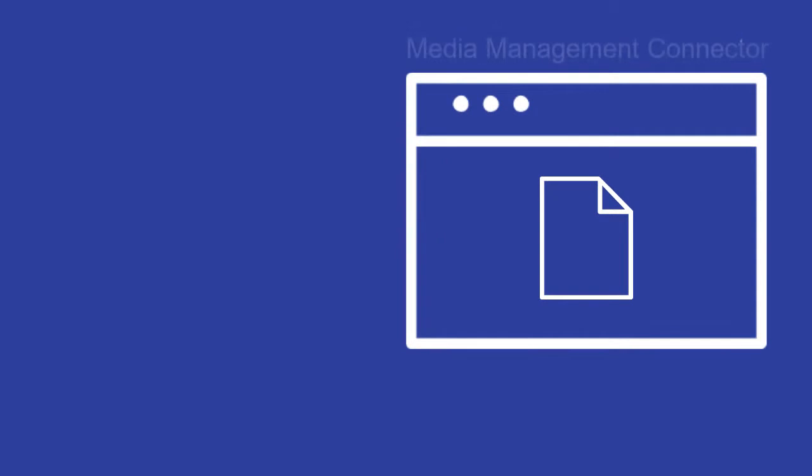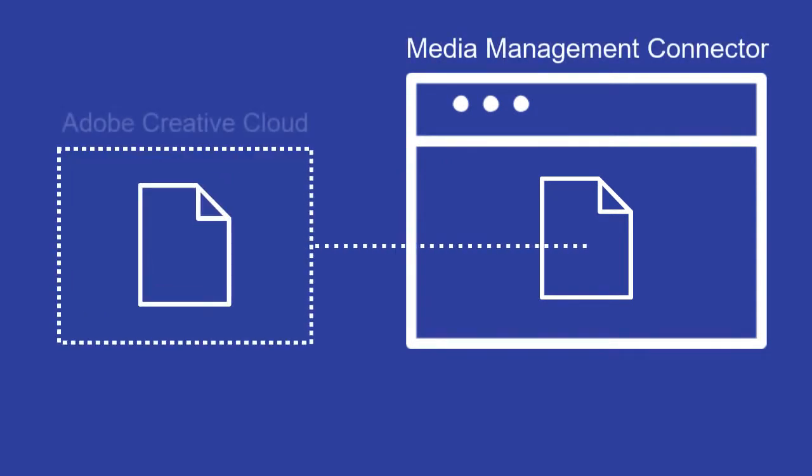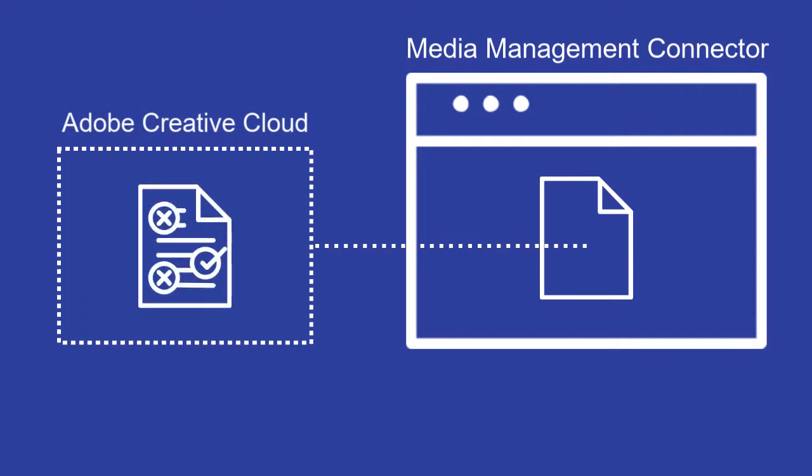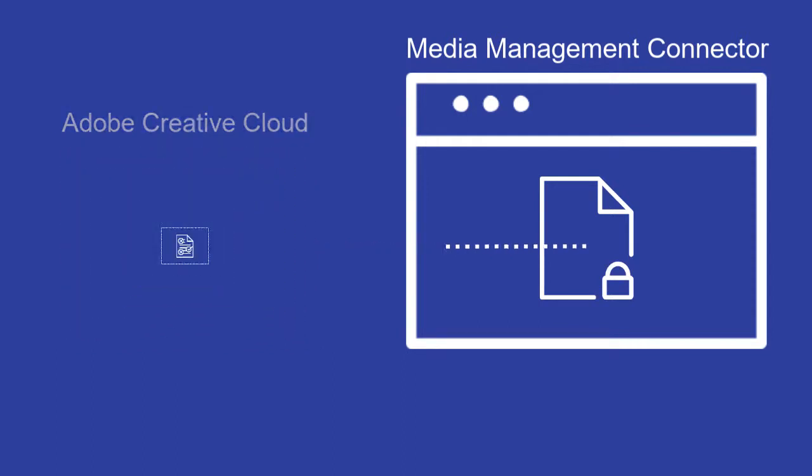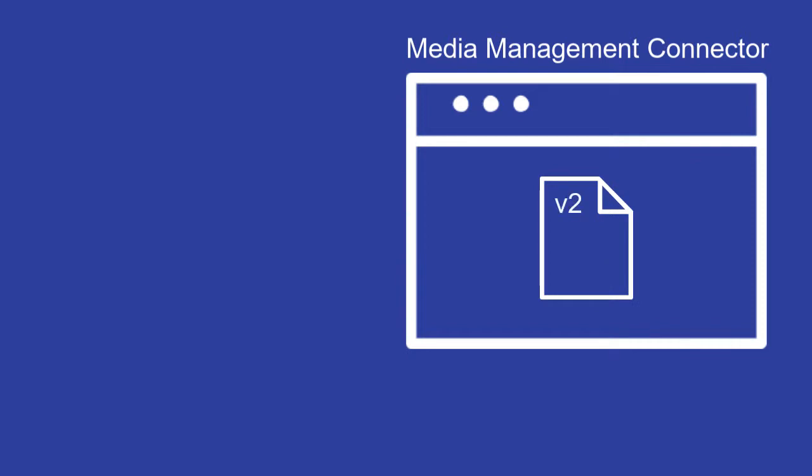In the Media Management Connector for Adobe Creative Cloud, you can check out the latest version of an asset to edit it in your Adobe Creative Cloud product. When you use the connector to check out an asset, Media Management locks it to prevent other users from overwriting the content. When you check in the asset, you must provide a new version.